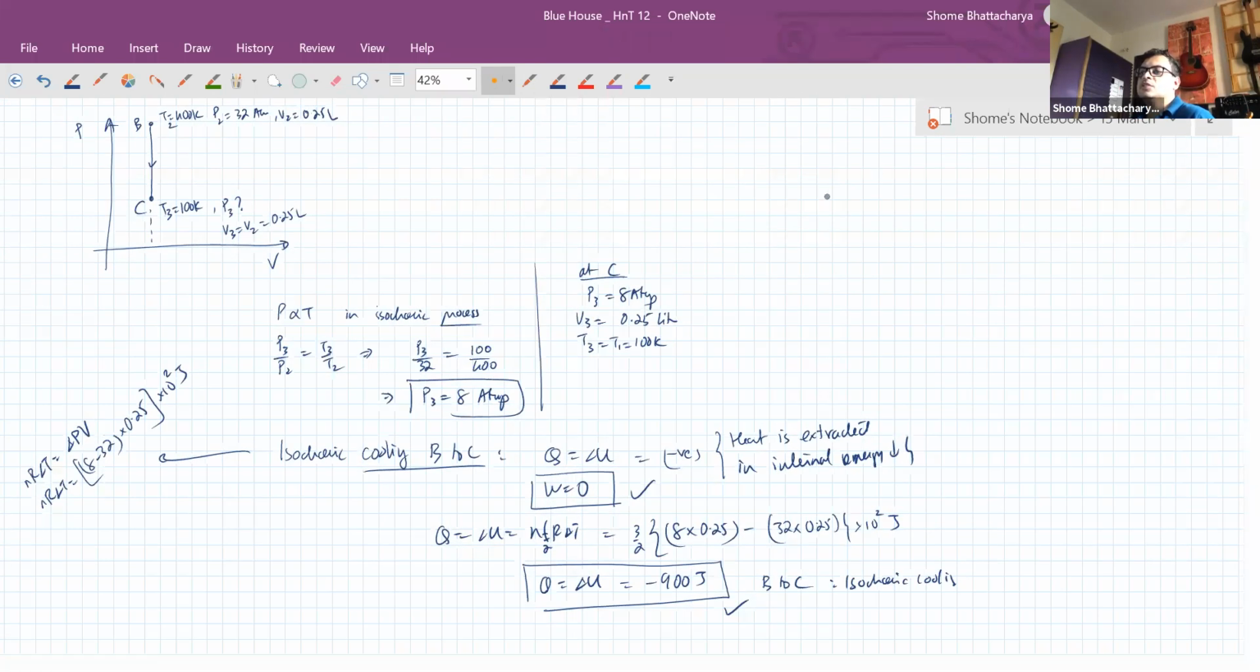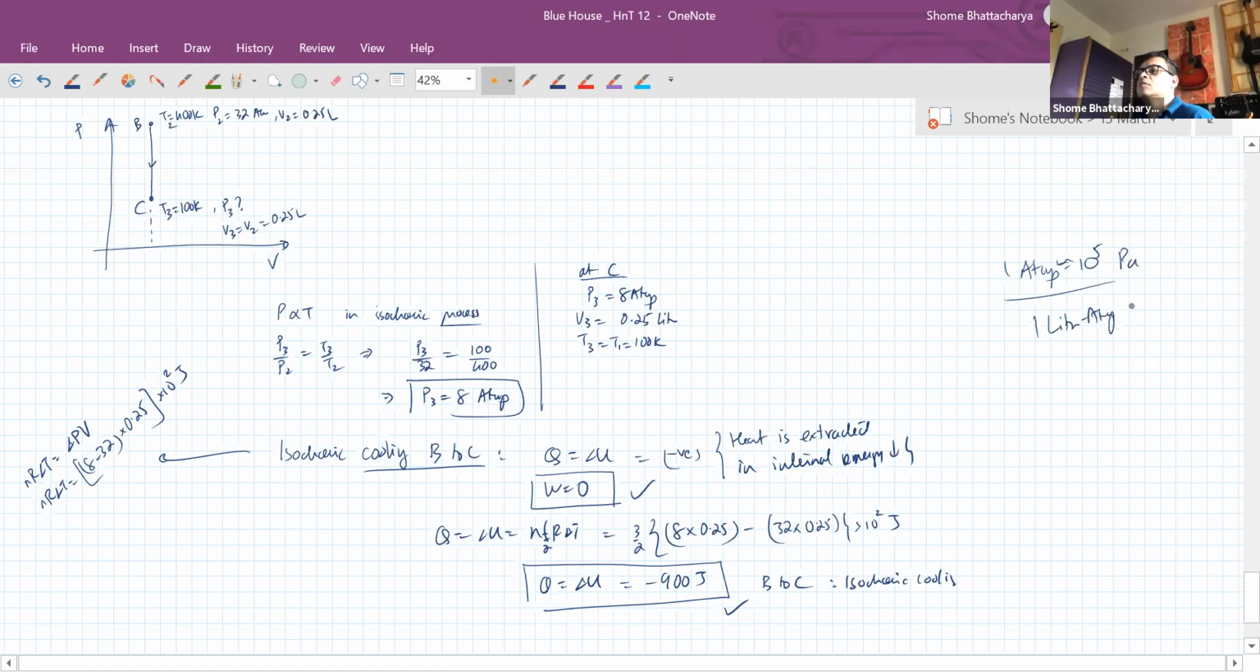Yeah, Shikhar, it's almost 909. That's correct actually. But I'm just taking 1 atmosphere as the approximate value of 10 raised to 5 pascals. So that's why I'm getting 1 liter atmosphere. I'm taking the approximate value of 10 raised to 2 joules.